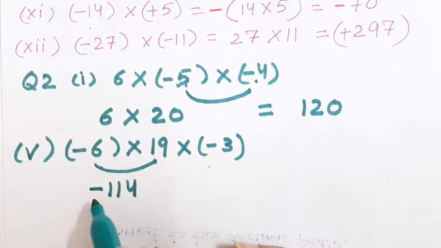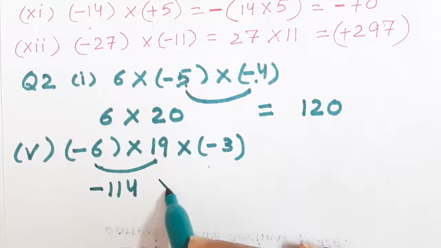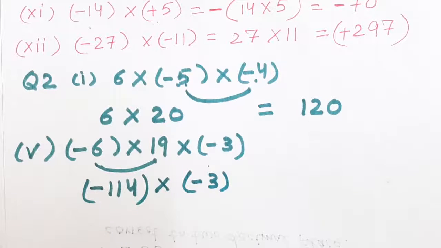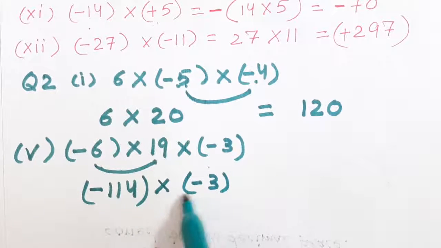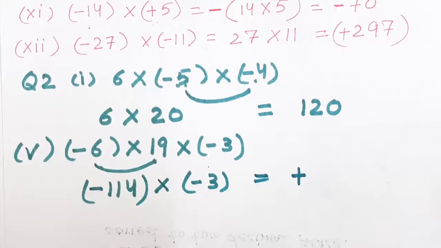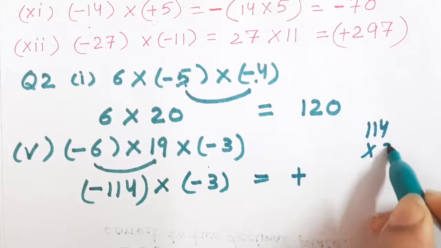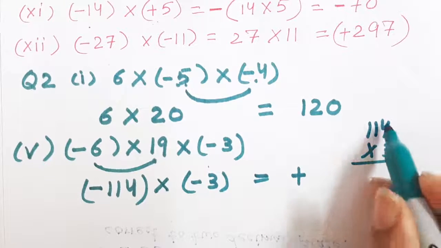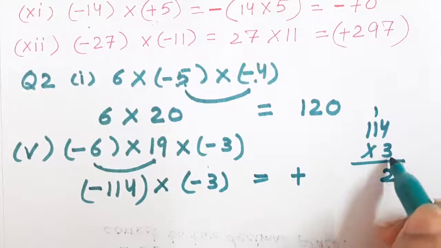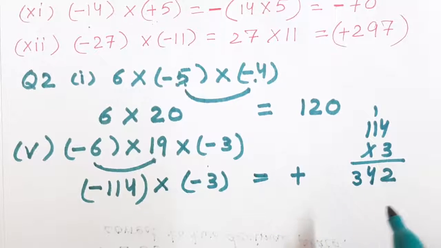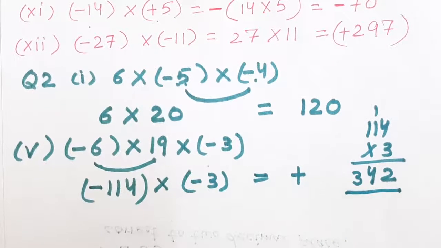Now we have to multiply minus 114 with minus 3. You can use brackets here. Now children, both the numbers are of same sign, so the result will be positive. Now 114 multiplied by 3 is how much? 3 4s are 12. Then 3 1s are 3 and 4. 3 1s are 3. So the answer is 342, right? Which is a positive number. I hope you all have understood how to multiply the numbers.